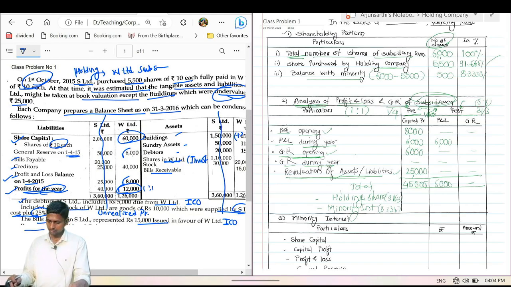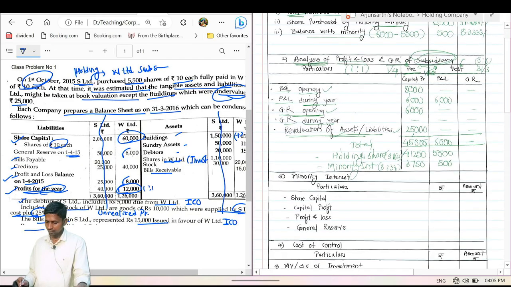Calculator. Forty-one thousand two fifty, less is equal to, you will get 3,750. And then 6,000 into 91.6667, and then 500. Any difficulty?